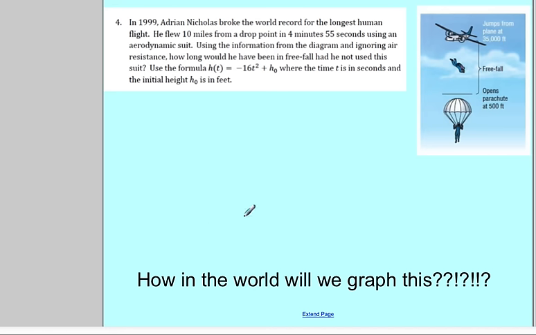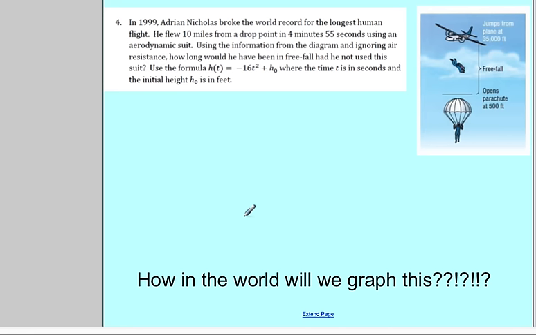So, number 4. In 1999, Adrian Nicholas broke the world record for the longest human flight. He flew 10 miles from a drop point in 4 minutes and 55 seconds using an aerodynamic suit. Using the information from the diagram and ignoring air resistance, how long would he have been in free fall had he not used the suit? Use the formula h(t) = -16t² + h₀, where the time t is in seconds and the initial height h₀ is in feet.